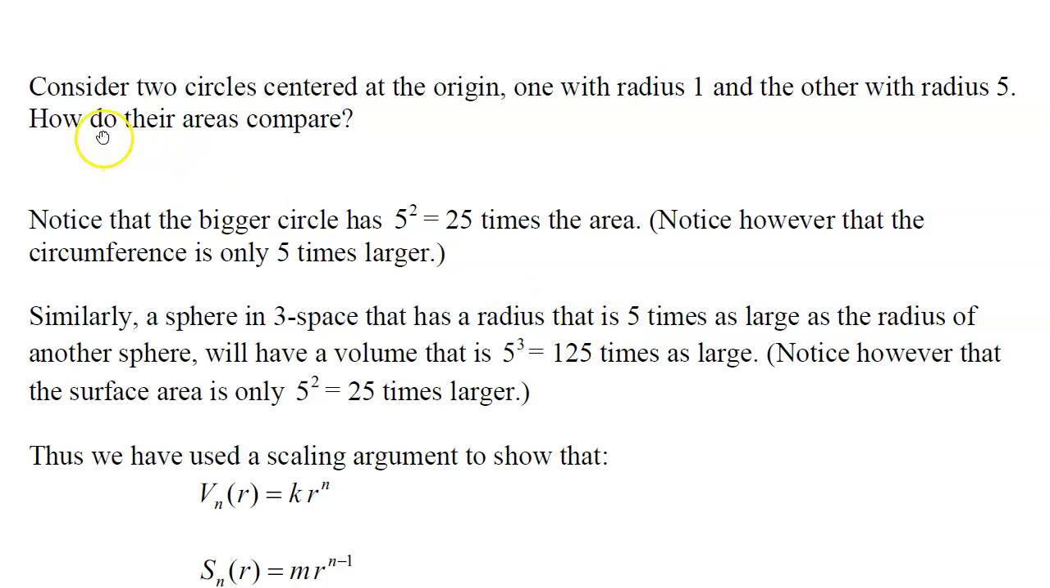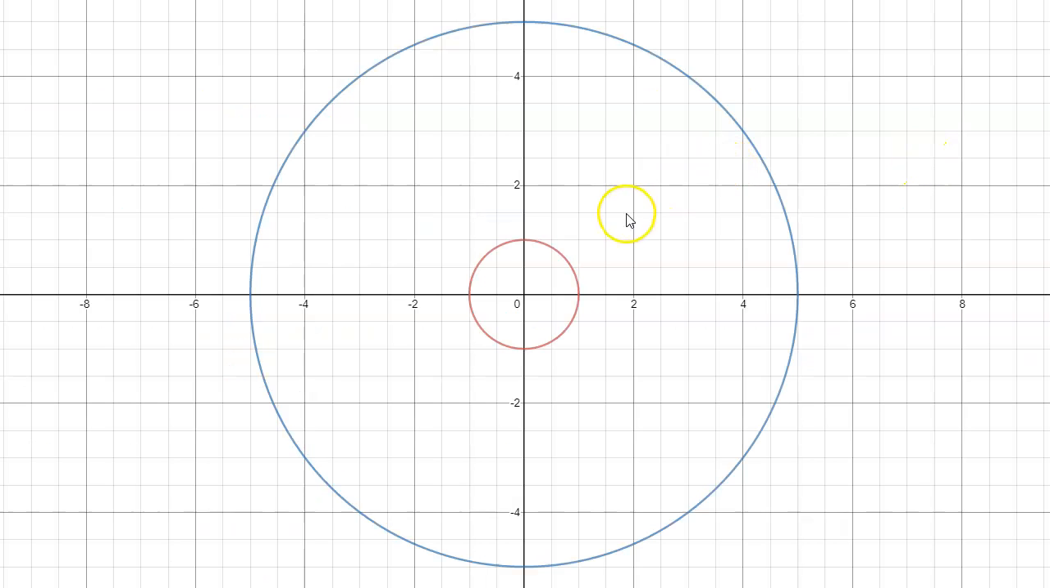Now, first thing I want to think about is consider two circles centered at the origin. One of them has radius 1 and the other has radius 5. How do their areas compare? So we have two circles. One of them has a radius that's 5 times as large as the other. How do their areas compare? Notice in Desmos here, I have a circle of radius 1 centered at the origin, and a circle of radius 5. You might say this circle is 5 times as big, but what we really mean is the radius is 5 times as big.